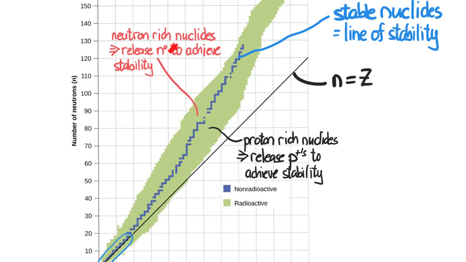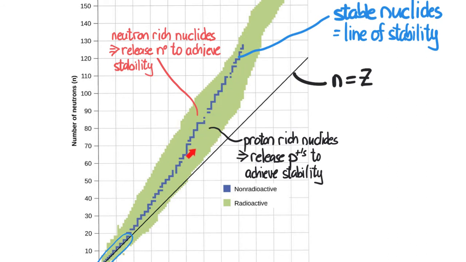So neutron-rich nuclides, where the ratio of neutrons to protons will be greater than 1, will release neutrons to achieve stability. So what will happen is they will undergo radioactive processes where the neutrons will either be released from the nucleus or they will be converted into protons.